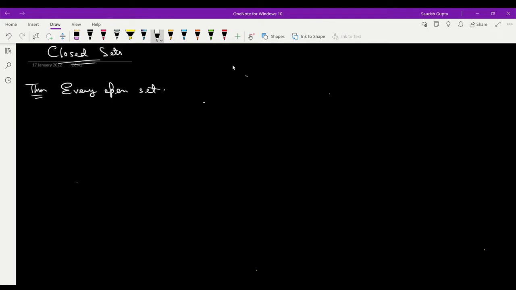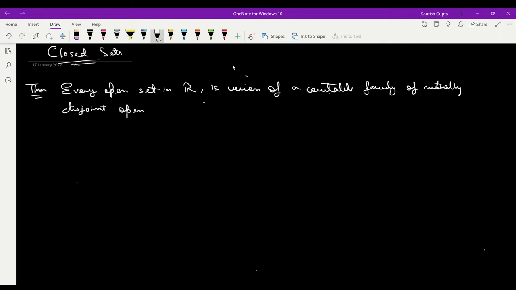Every open set in R, whenever I write R, with respect to its usual metric. Okay? So, every open set in R is a union of a countable family of mutually disjoint open intervals. Mutually disjoint or pairwise disjoint, whatever.